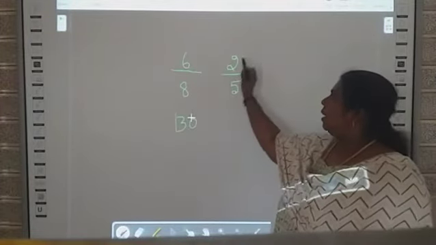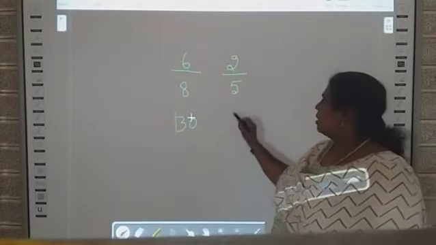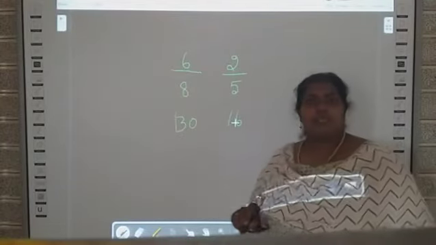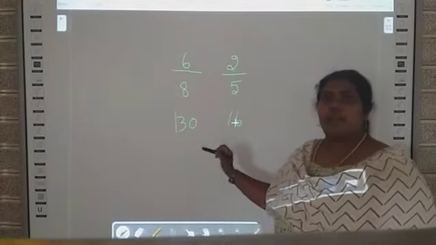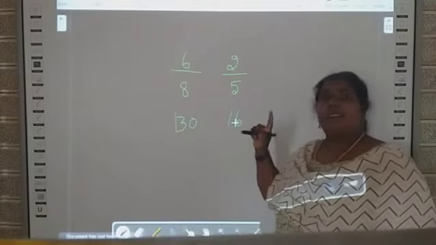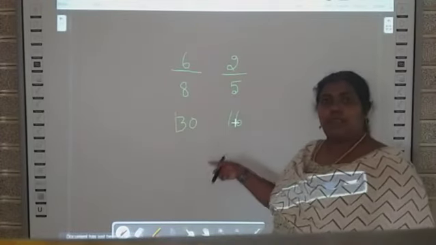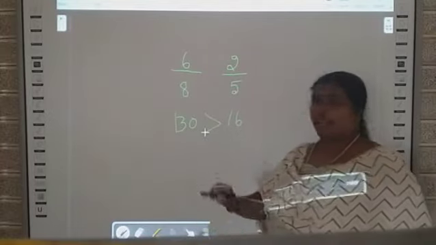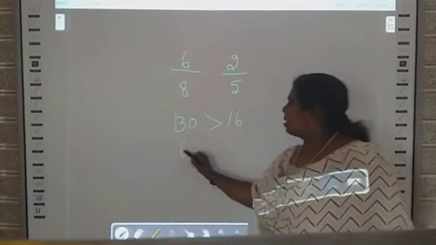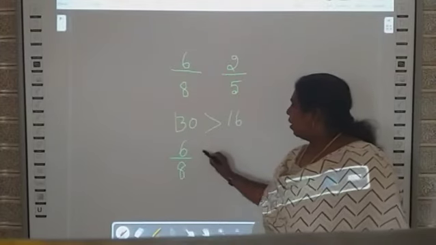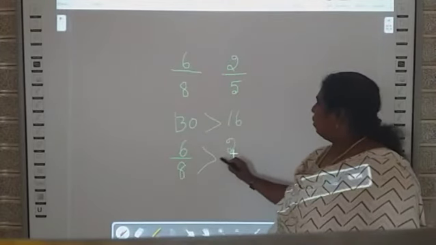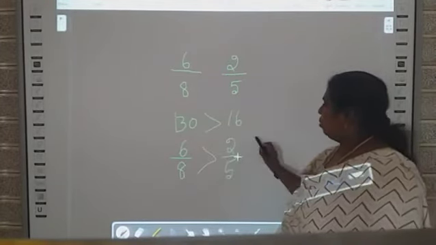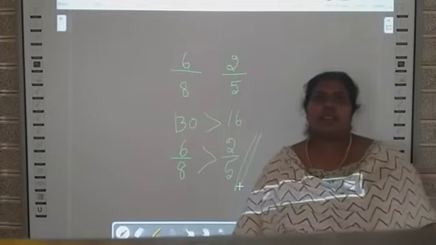Then 8 times 2. 8 times 2 is how much? 16. So here, which is the greatest value, 30 or 16? 30 is the greatest value. So here we are going to use which symbol? Greater than. Yes, greater than. So you can write it as 6 by 8 greater than 2 by 5. Now do you understand?